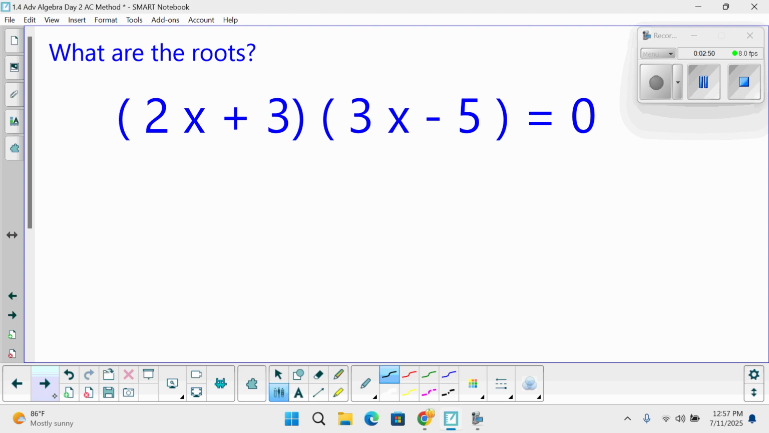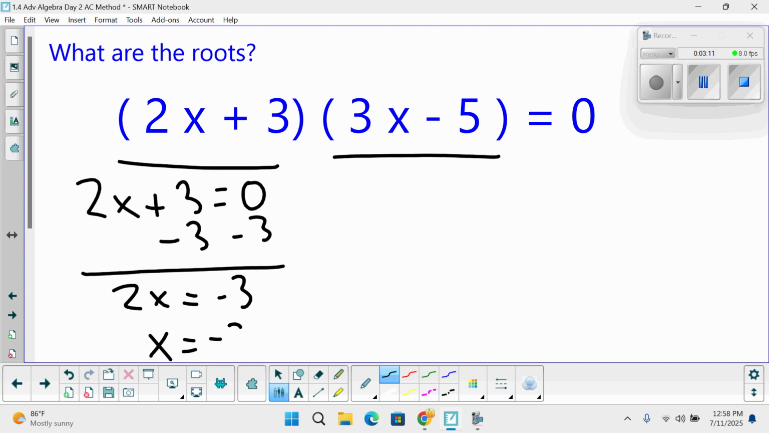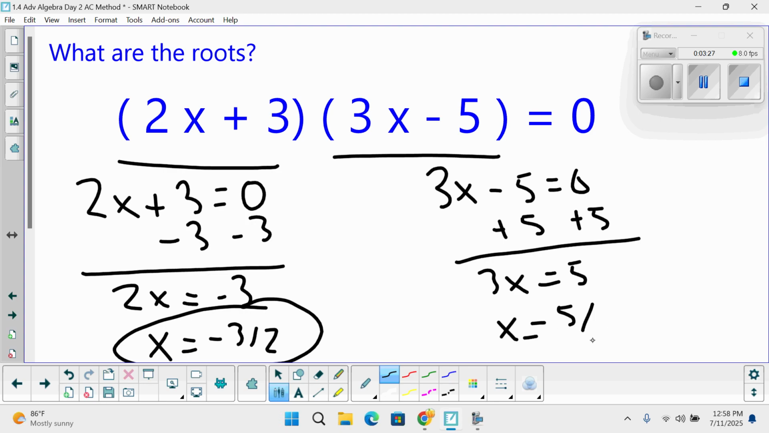All right, what about this one? I'm guessing they factored using the AC method to get something like this. So either my first binomial has to equal 0 or my second binomial has to equal 0. If I set my 2x plus 3 equal to 0, I can subtract my 3, and then I can divide by 2, so it'd be -3/2. For the next one, I would set my 3x minus 5 equal to 0. I would start by adding 5 on both sides, getting 3x equals 5, then dividing both sides by 3, and that would be 5/3.